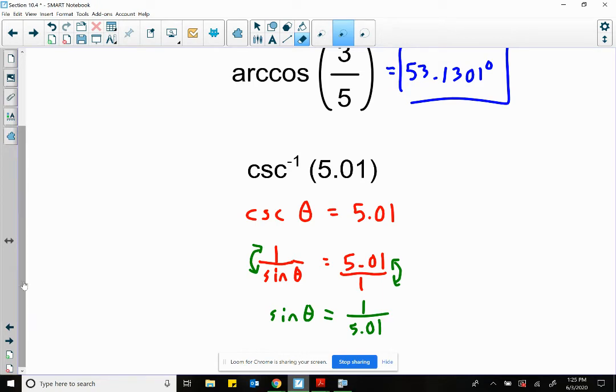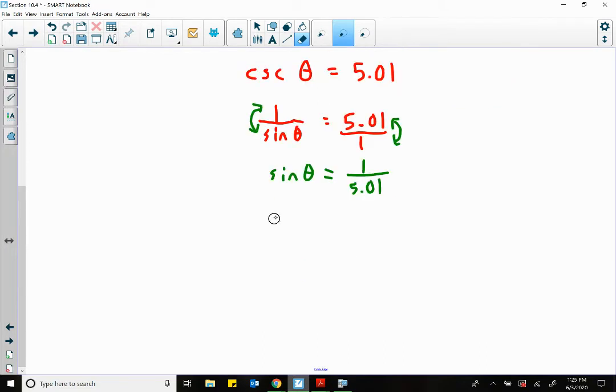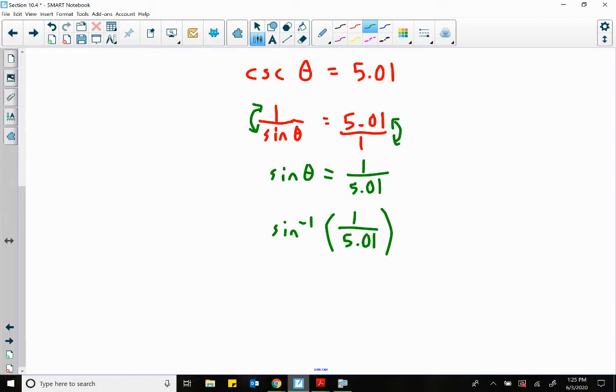And now you know exactly, hopefully, what you should be doing. We want to run the inverse sine of 1 over 5.01. Okay? That's what you need to be putting in the calculator.